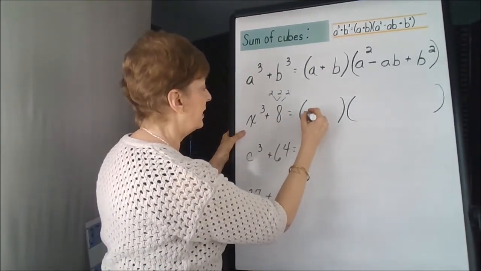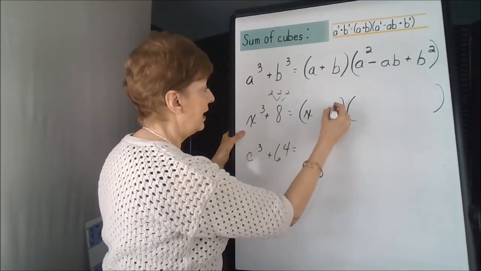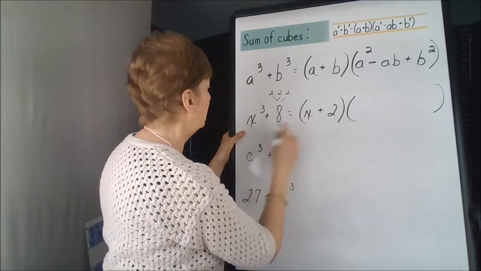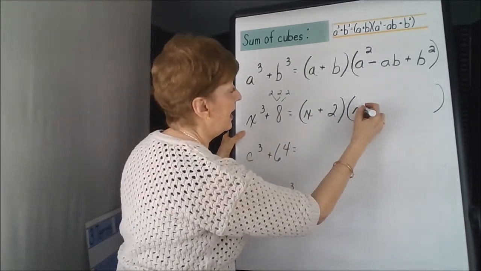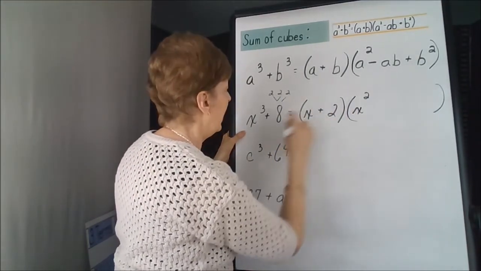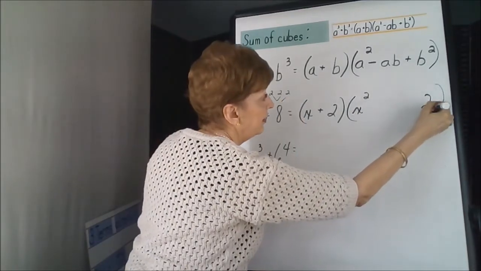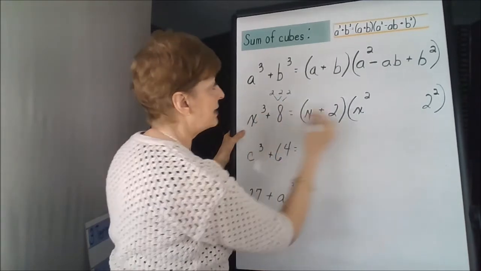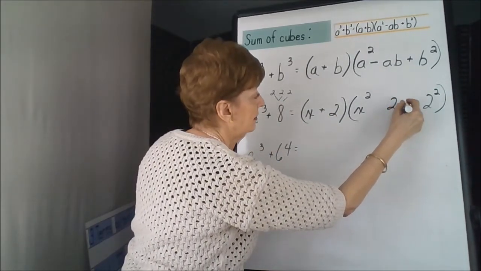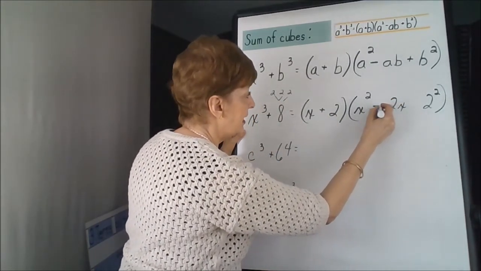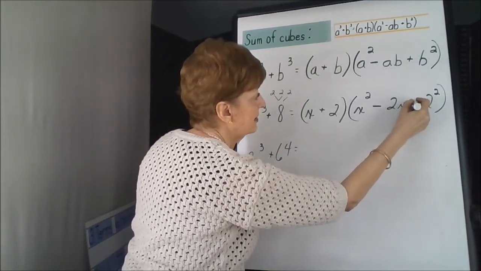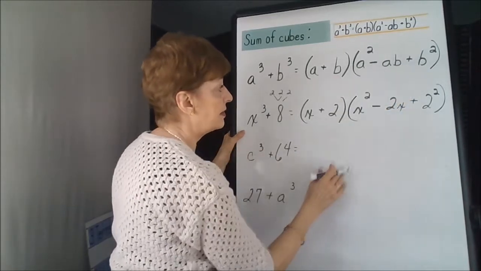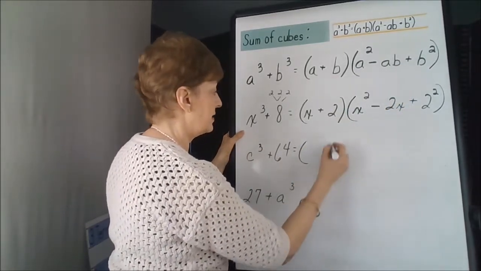We've got an x term here and a 2. Copy the sign. We've got an x squared and a 2 squared with a 2 and an x in the middle. This is a negative sign. That's a positive. I'm just following my directions here. Next one.